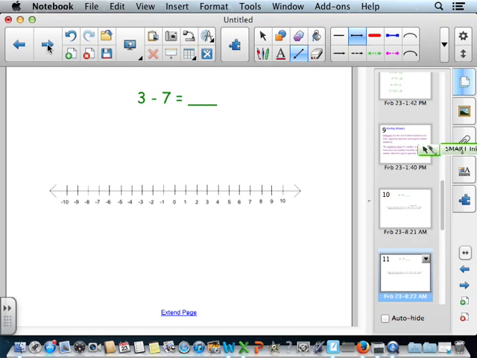Here, I'm subtracting 7 from 3. Again, I will start on whatever number my expression starts with. Because I'm starting with 3, I will start on the number line at 3. Because I'm subtracting 7, my number will get smaller by 7. So I will move on the number line to the left 7 spaces. 1, 2, 3, 4, 5, 6, 7.